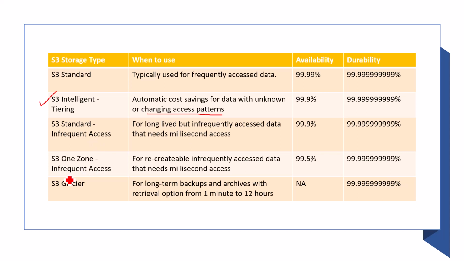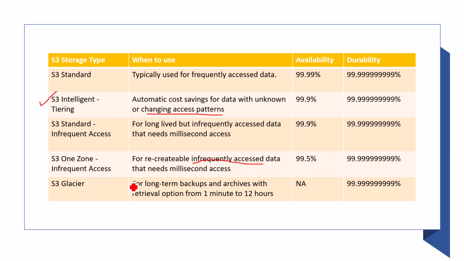This one is the S3 One Zone Infrequent Access, where you have a lower percentage of availability because it is not multiple zone. Its usage is for infrequently accessed data, but the cost is less.